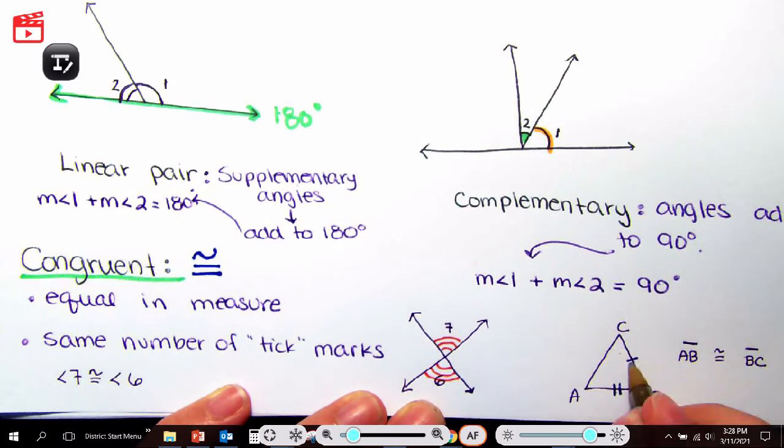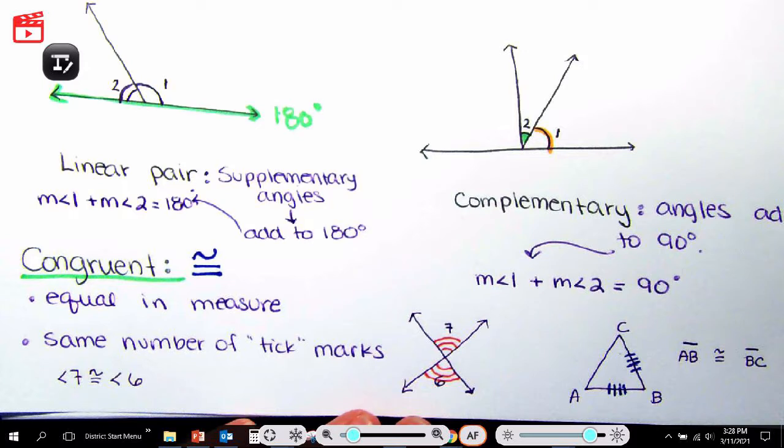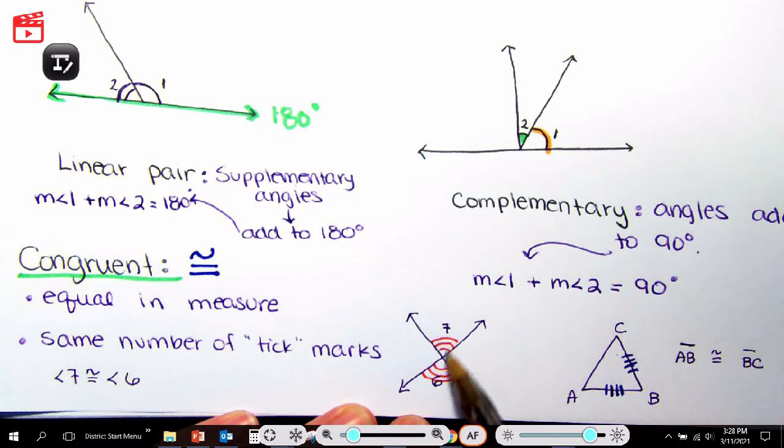So if I wanted to do 2 tick marks, I do 2. What about 3? Sure, let's do 3. What about 4? Sure, let's do 4. As long as they have the same quantity of tick marks, that means these two angles are congruent, these two angles are congruent.